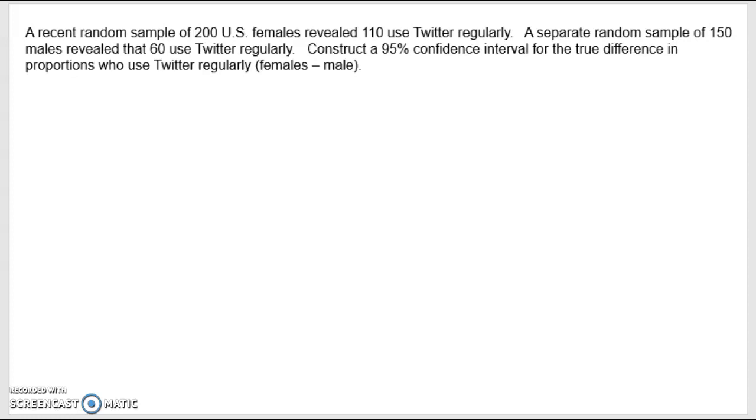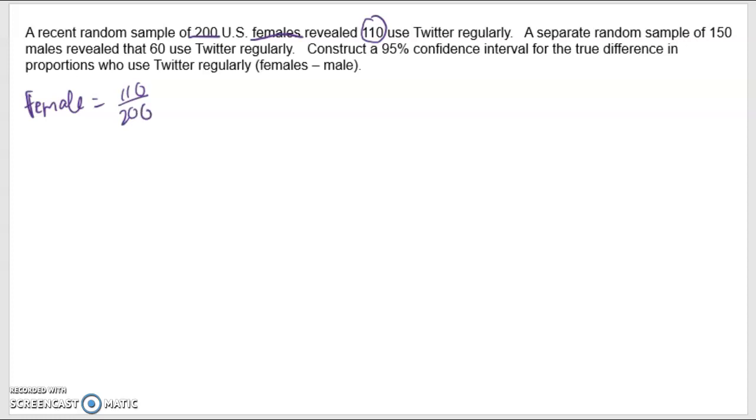So we want to know if more females are using Twitter regularly than males. A recent random sample of 200 US females, so that's the total amount of females that we sampled, revealed 110 women use Twitter regularly. So the amount of females that use Twitter is 110 out of 200.